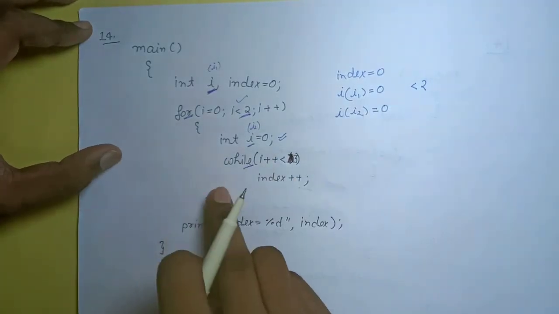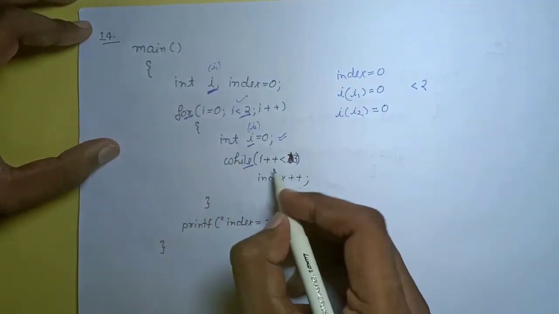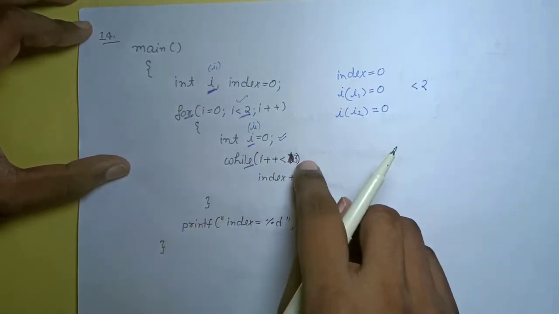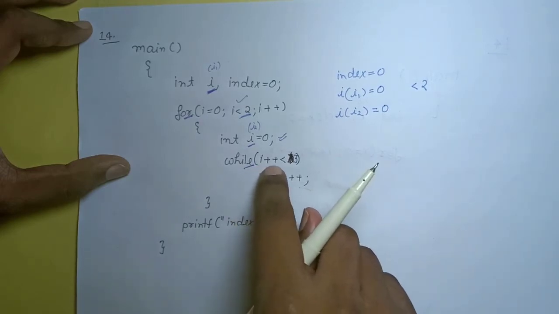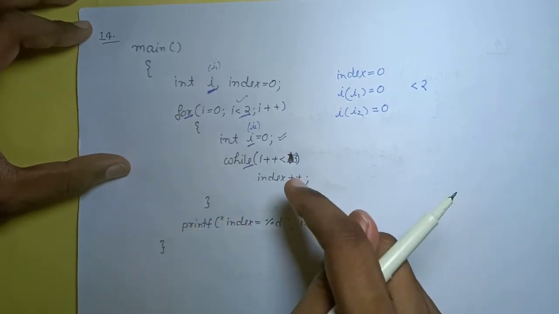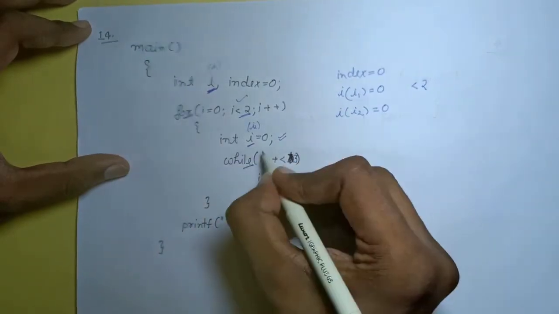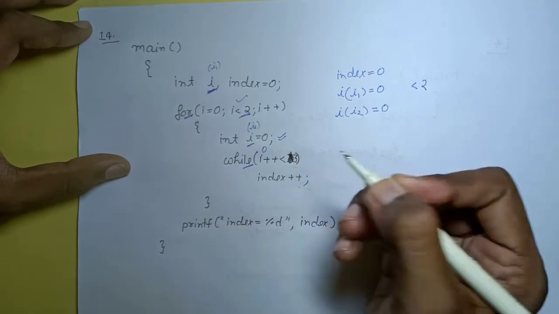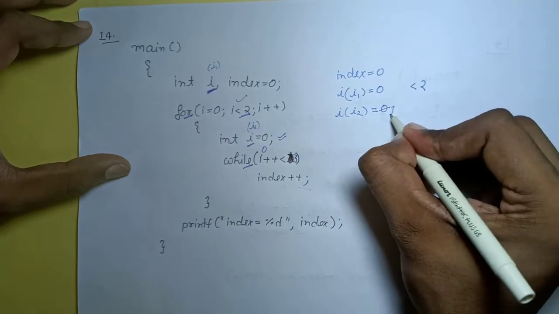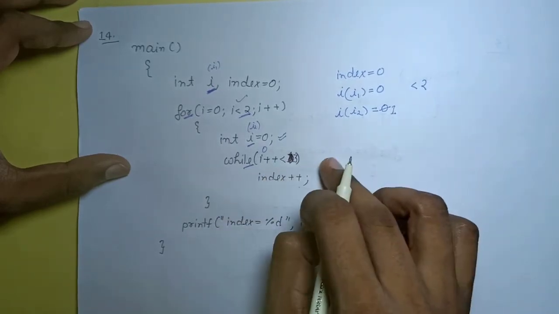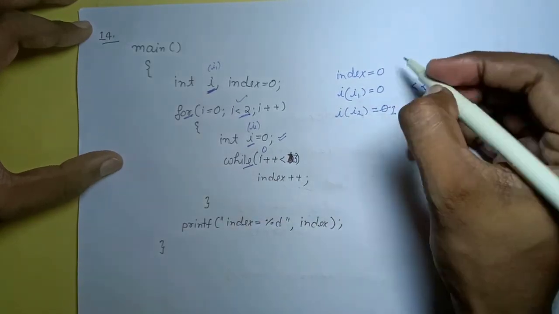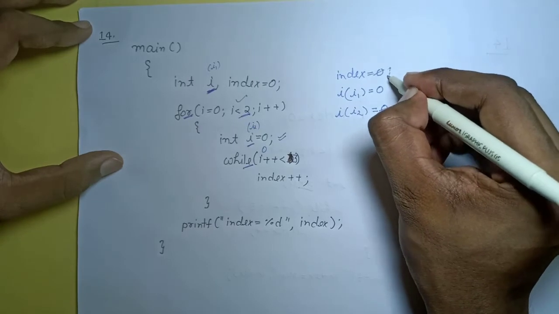Inside the while loop, in the condition we have an expression which is I++ less than 3. As we know, I++ is a post increment, which means the value of I is used first, then it will increment. So the value of I is 0, and 0 is less than 3, and now the value of I becomes 1. The condition is true, we come inside the loop, which means the value of index is also increased by 1. So the value of index now is 1.